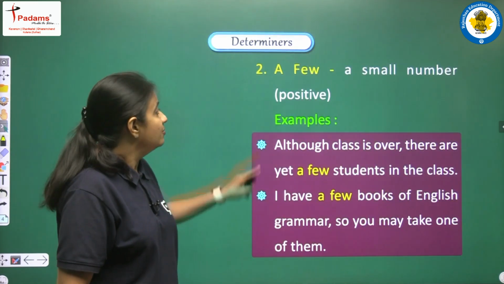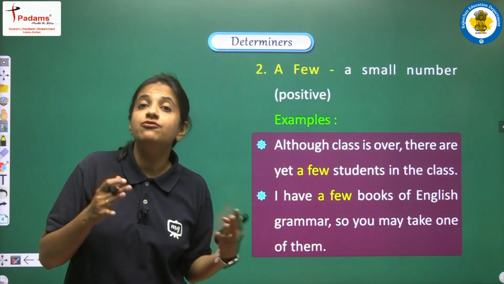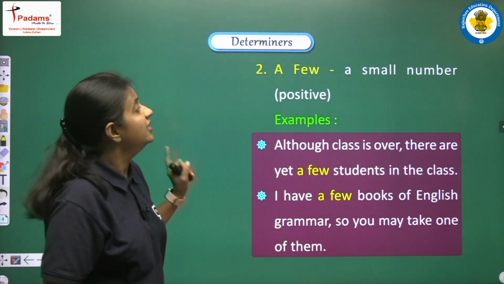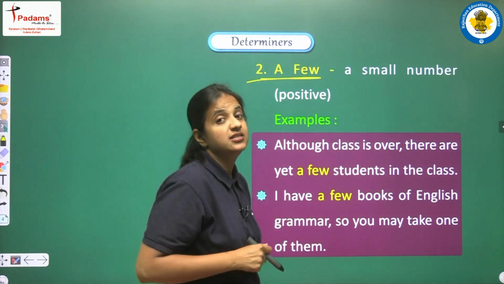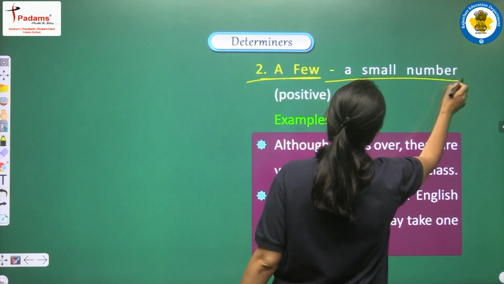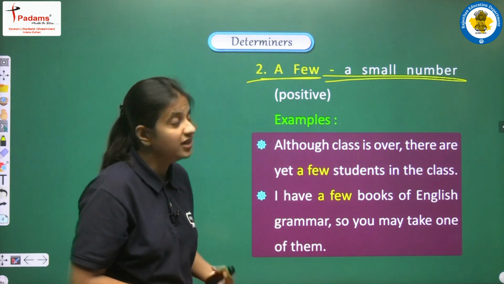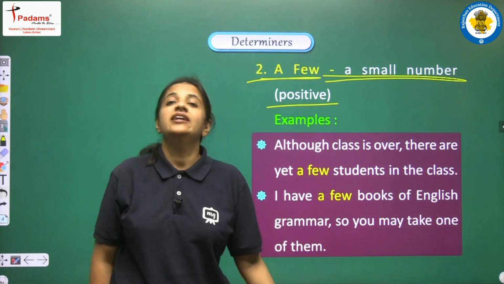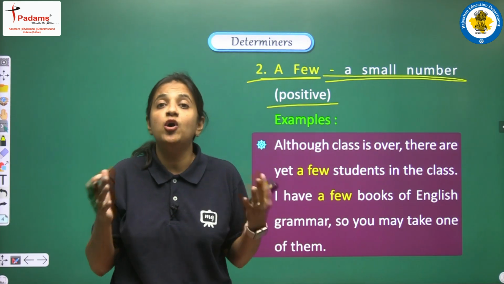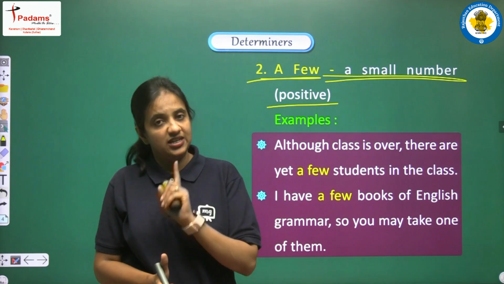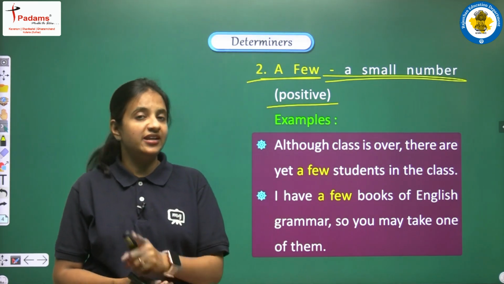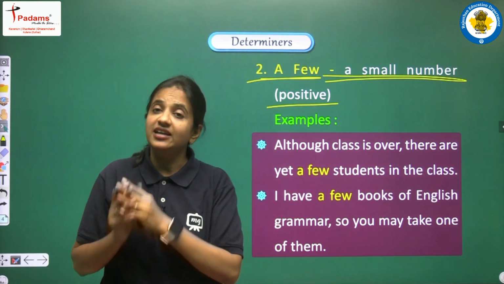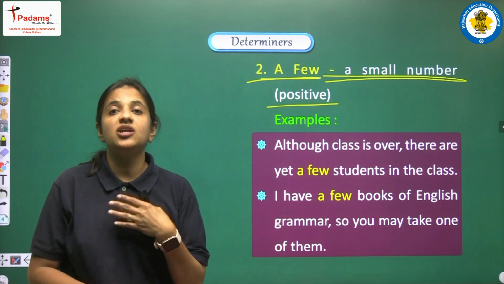Yes? Moving ahead, now we are having a few. So what is the difference between few and a few? So that we are having here. When we are using a few in a sentence, it means that we are having a small number, and yes, it is having a positive sense, and because of that the sentence will be having a positive meaning. Clear? So yes, few is a negative word, it gives a negative sense, and when we are using a few, it is a positive word and it gives a positive meaning.